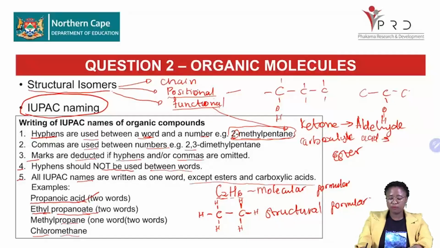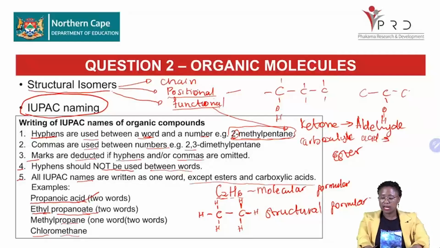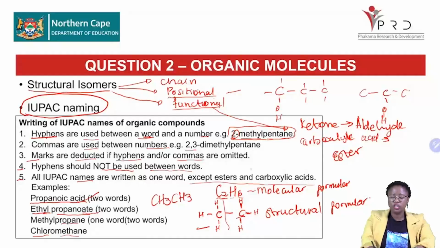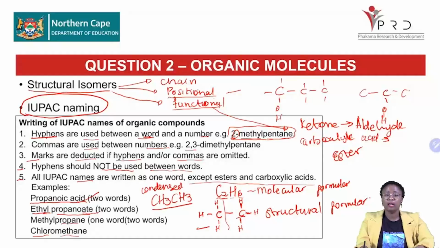And then the last type of formula is what we call the condensed structural formula. The condensed formula shows us the way in which the atoms are bonded together in a molecule. But remember, it does not include the bond lines. So if I were to look at this example that I've given here, what will be your condensed formula? It will be CH3 and another C bonded to 3 hydrogens. So this one will be referred to as the condensed structural formula.